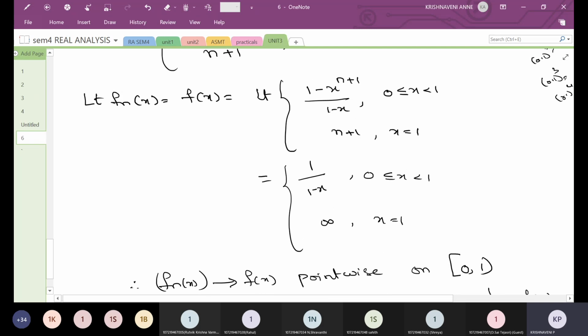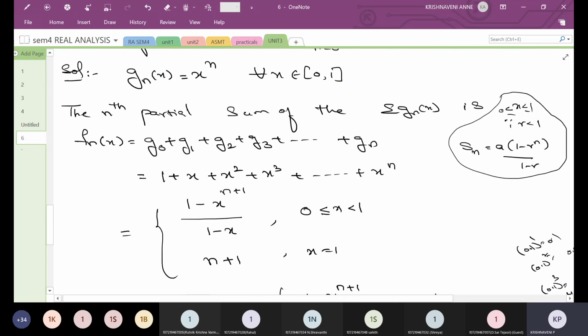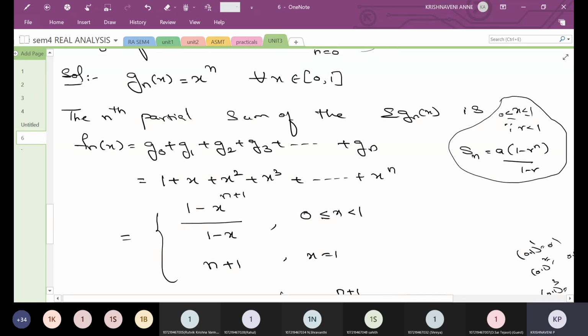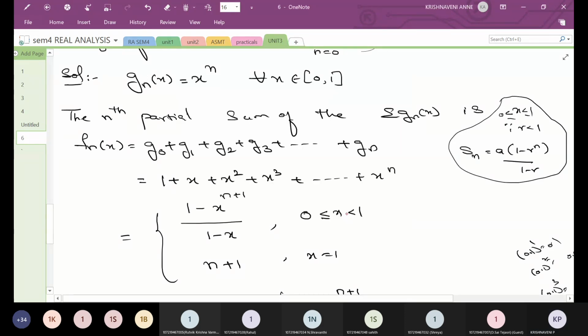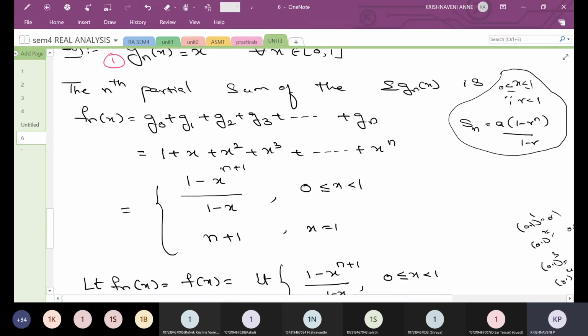I'll just go back. So please write down step by step. If you have any doubt in any step, you can ask me. Okay, so first step we took the series, then we wrote the nth partial sum of the series. And for the nth partial sum in the interval 0 to 1, we took two subintervals, 0 less than or equal to x less than 1, and when x equal to 1. So this is the first step.